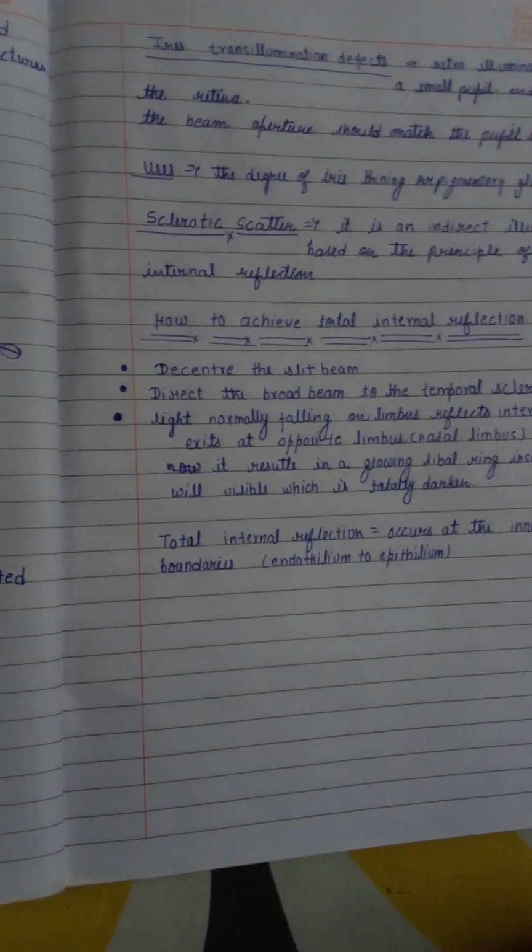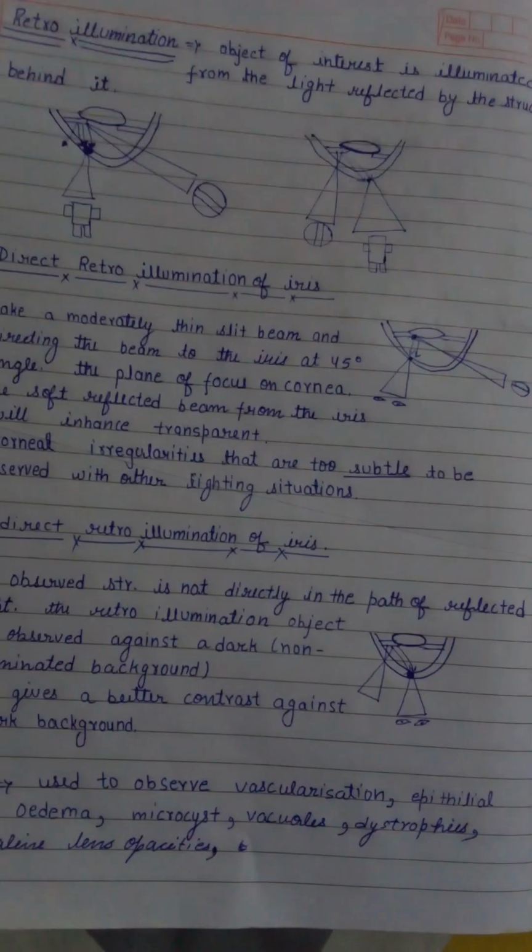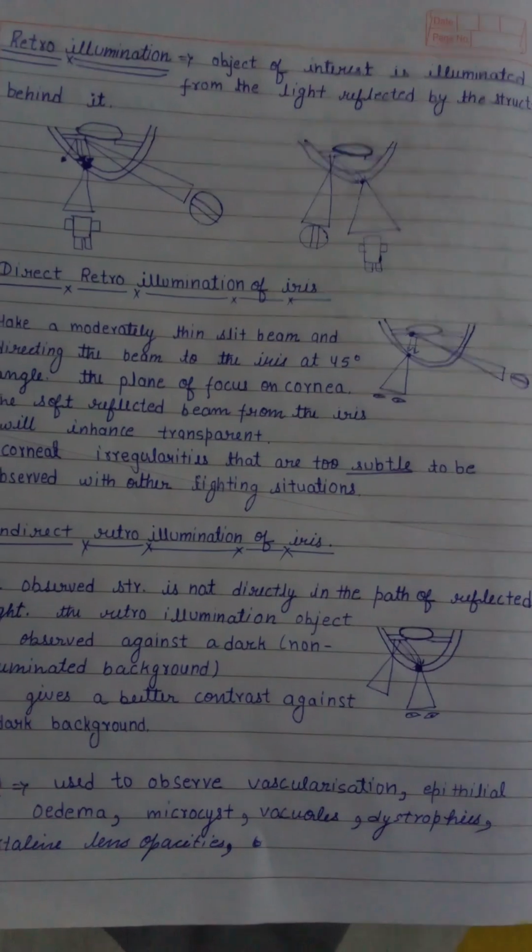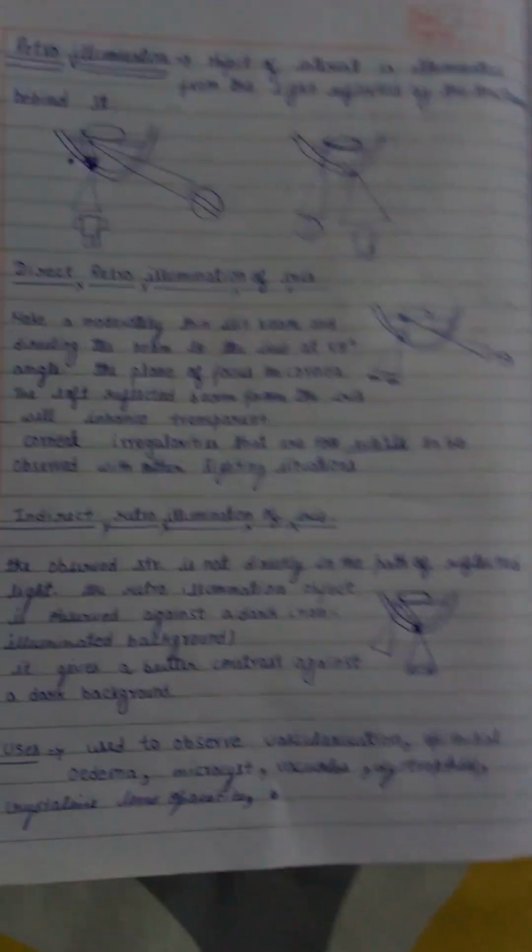So this was all about retroillumination, direct retroillumination, indirect retroillumination, and sclerotic scatter.